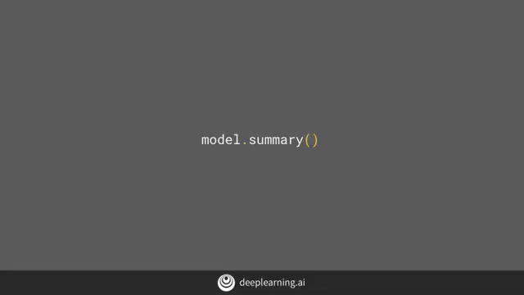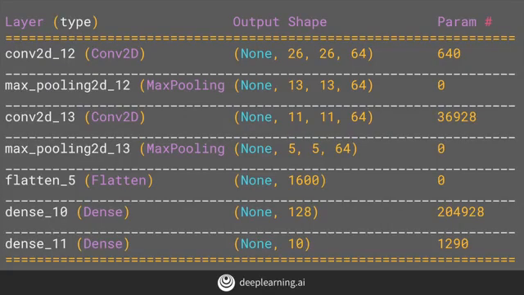A really useful method on the model is the model.summary method. This allows you to inspect the layers of the model and see the journey of the image through the convolutions. And here is the output. It's a nice table showing us the layers and some details about them, including the output shape. It's important to keep an eye on the output shape column.